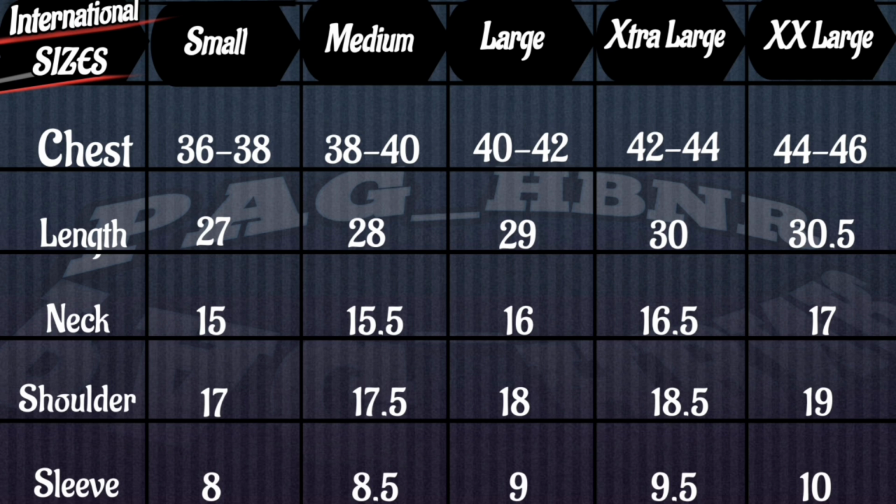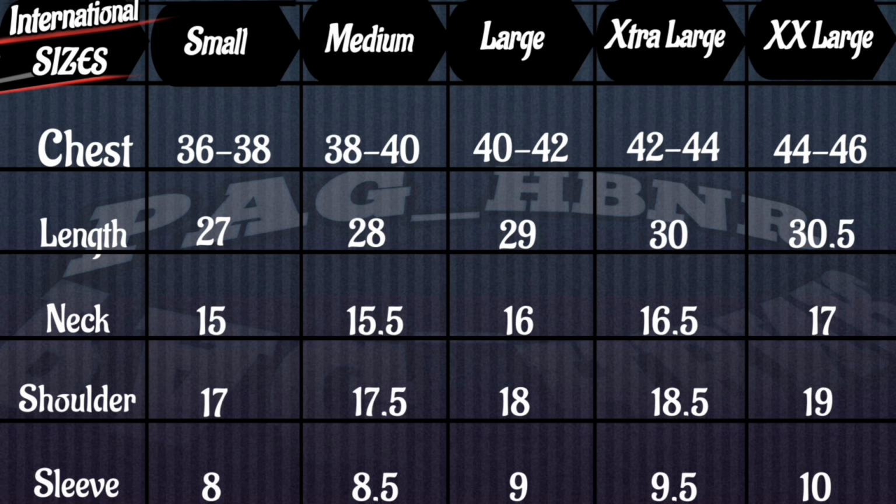If we are to make a mass production, I mean to produce in large quantity, we are going to make use of the 42 inches chest. Same thing goes for extra large and XXL. So let me explain why we have two different numbers here. For the small size, we have 36 to 38.